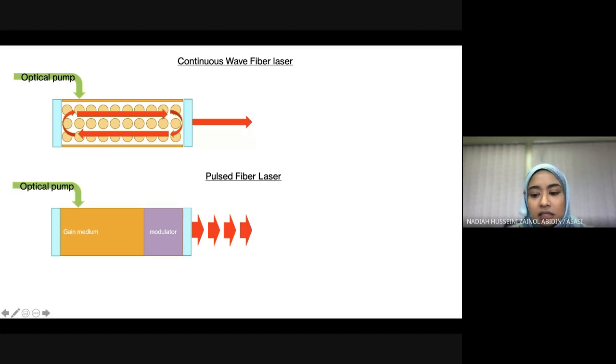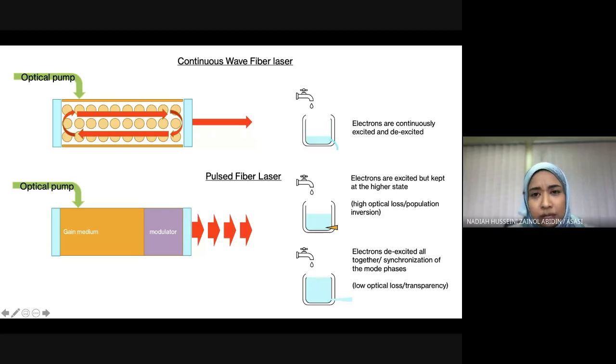So what is an analogy that can describe these two lasers, that helps us relate better? So I'm going to give you this analogy. This is a common analogy to describe continuous wave laser versus pulse. For a continuous wave laser, you have a pipe, a tap that is dripping water inside a bucket. This bucket has a hole. So as you are dripping, the water also flows out, right? So it's not holding anything. This is the same as electrons being continuously excited and de-excited.